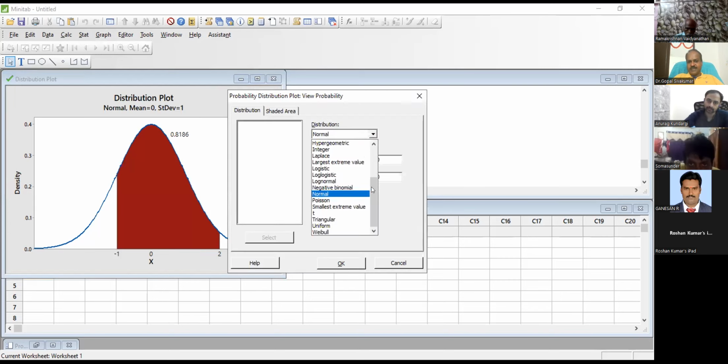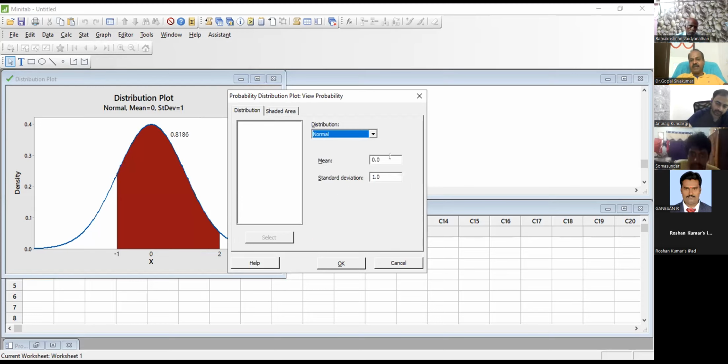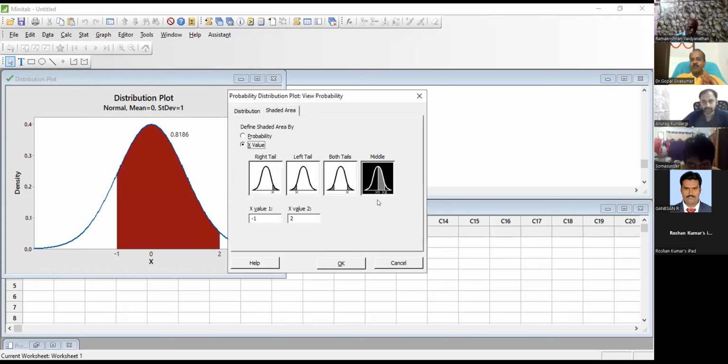How many distributions are there? So many are there. You can slowly master. Now it is normal. When I give 0 and 1, it becomes standard normal. Now go to shaded area. I want area between 2 points. What is the option? This is right tail, this is left tail, this is both tails. But this is the option we want, the last one, middle.